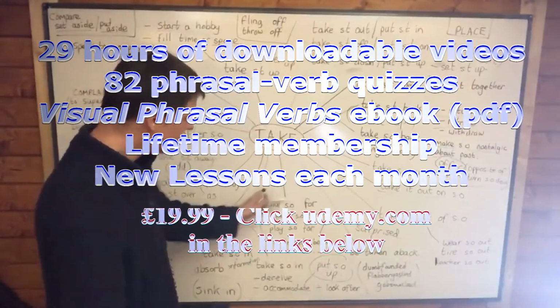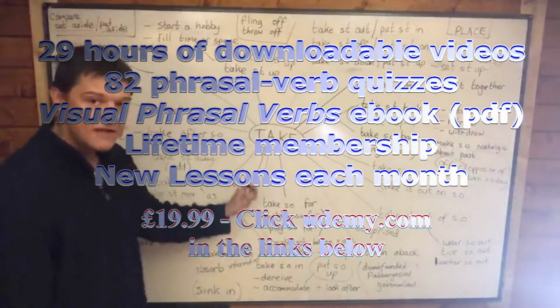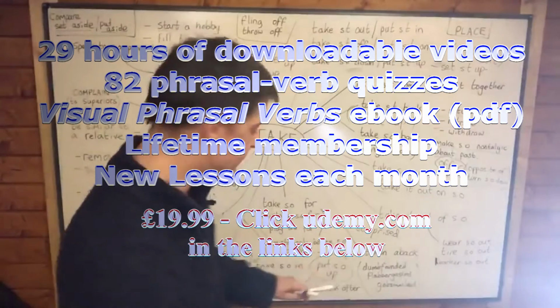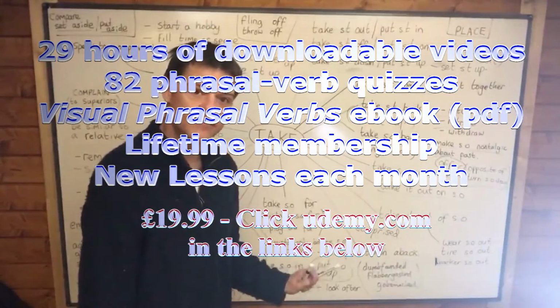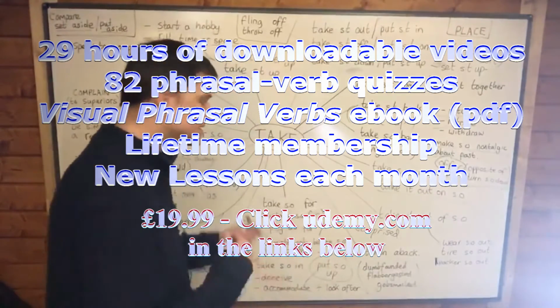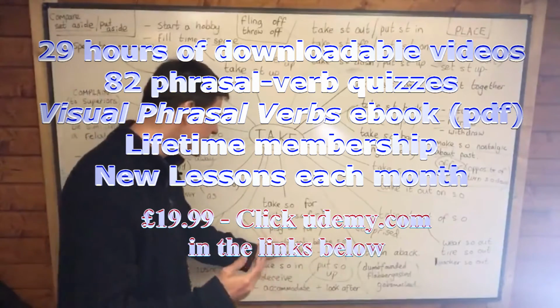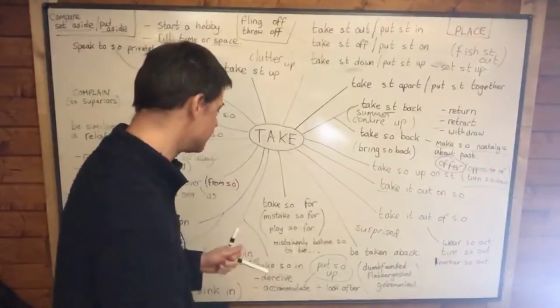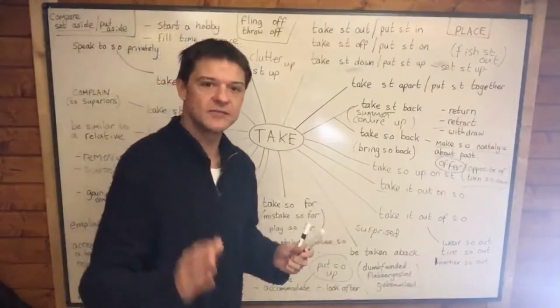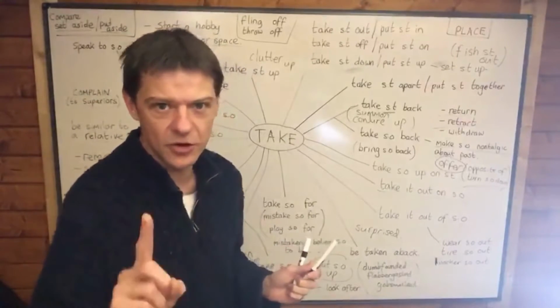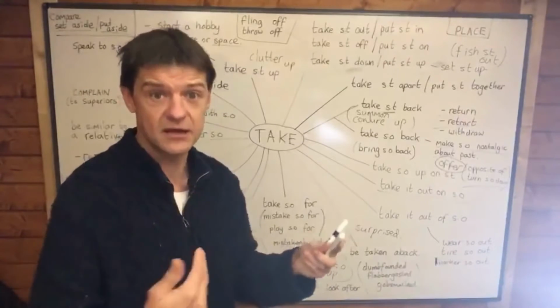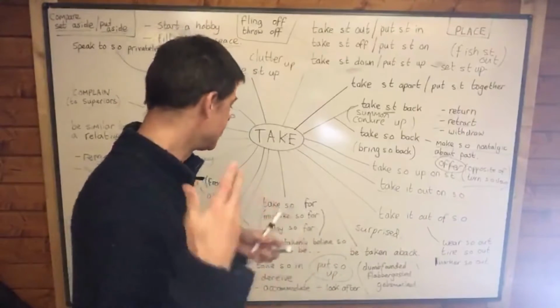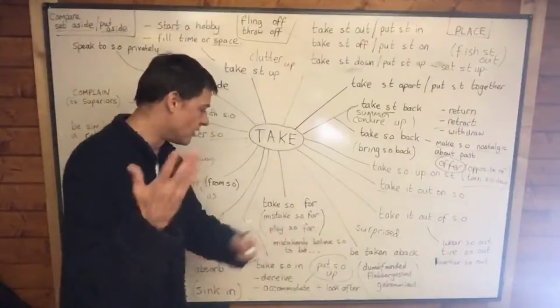Okay, so take someone for. This is very similar to mistake someone for and play someone for, because take someone for means mistakenly perceive someone to be or mistakenly believe someone to be. So you might say something like this: don't take me for a fool, I'm not an idiot. Yeah, meaning don't think I'm a fool. You're mistaking me for a fool.